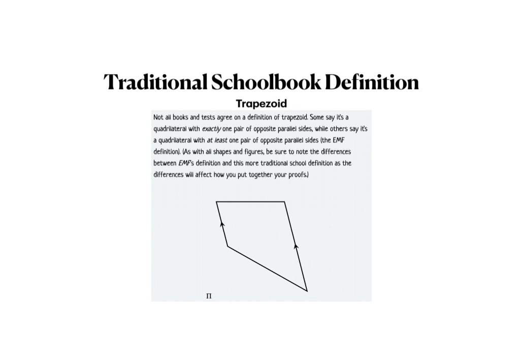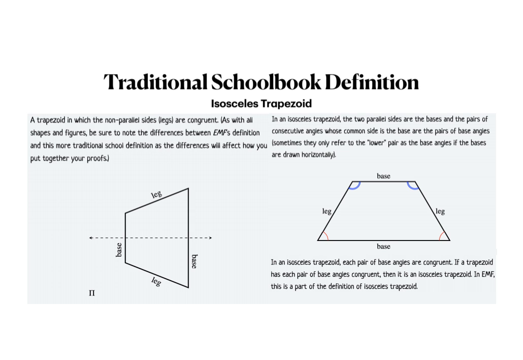A trapezoid is another figure where not all books agree on the definition. Some say it's a quadrilateral with exactly 1 pair of opposite sides parallel, while others say it's a quadrilateral with at least 1 pair of opposite sides parallel. In our book, we allow a trapezoid to have at least 1 set of parallel sides. Here's some more information about a trapezoid.